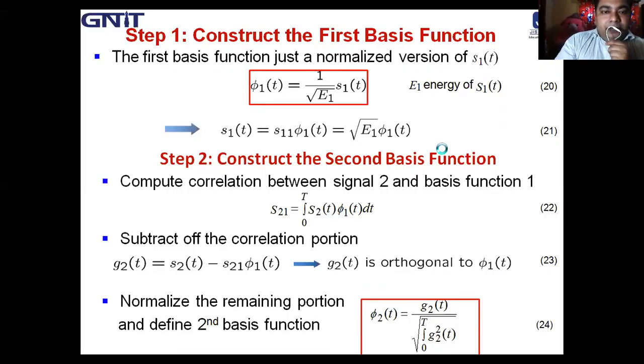Now we are ready to define the second basis function, which is phi 2(t) is equal to g2(t) in the numerator, and in the denominator the square root of the integral from 0 to T of g2 squared(t) dt. That is actually the energy. So in that way we can represent the second basis function.